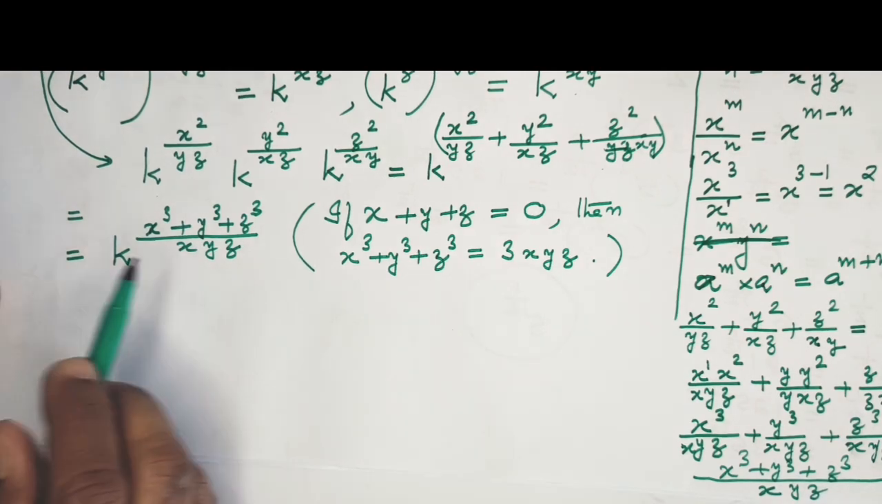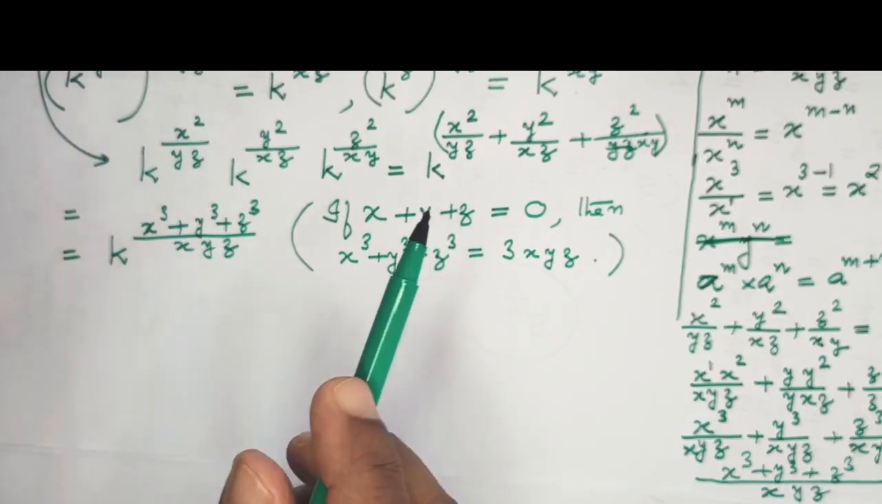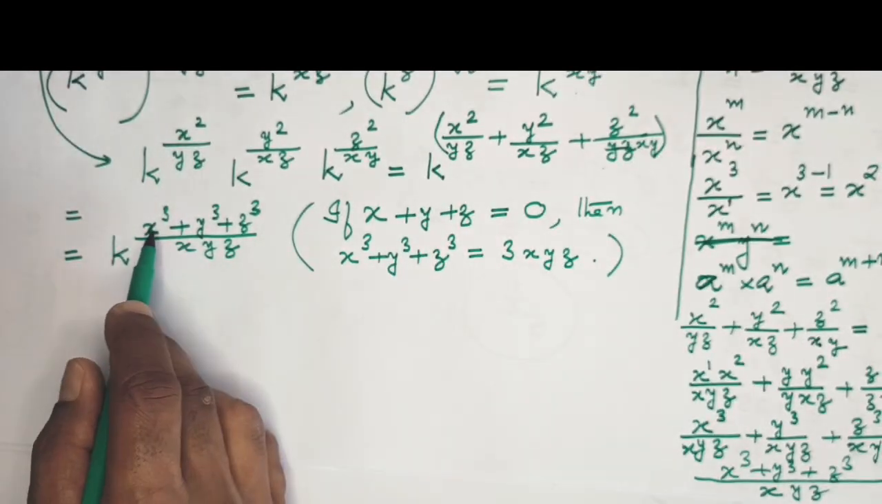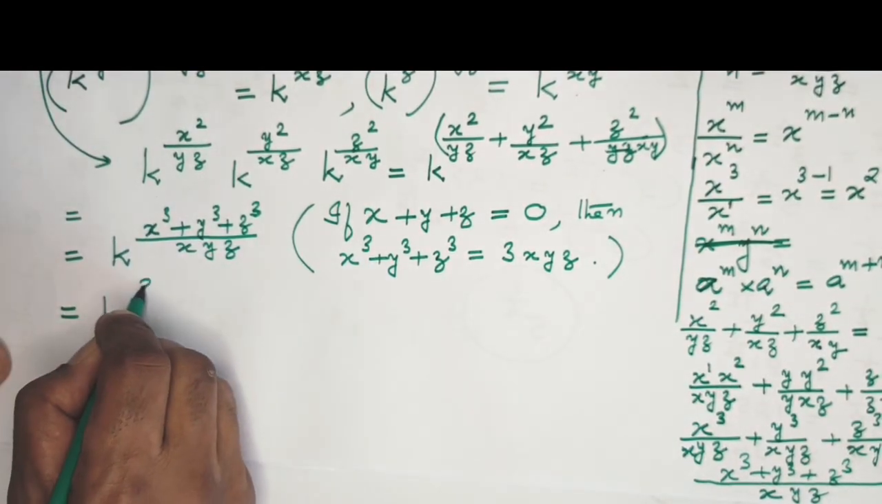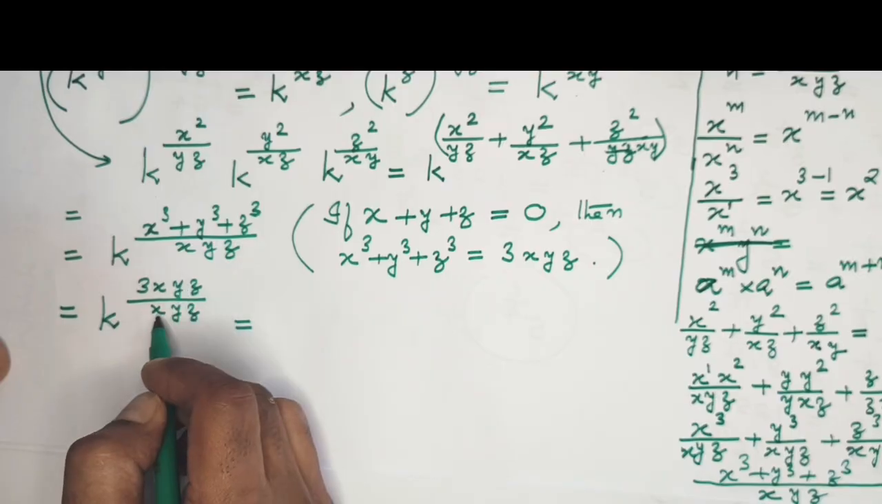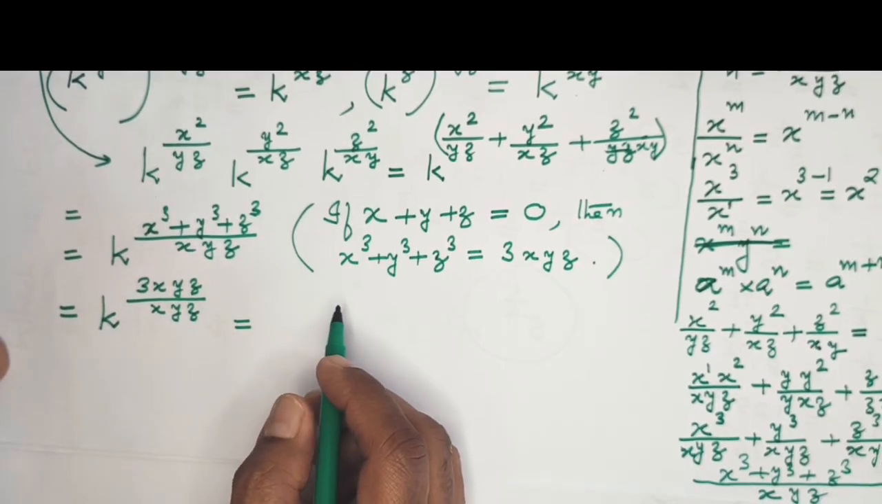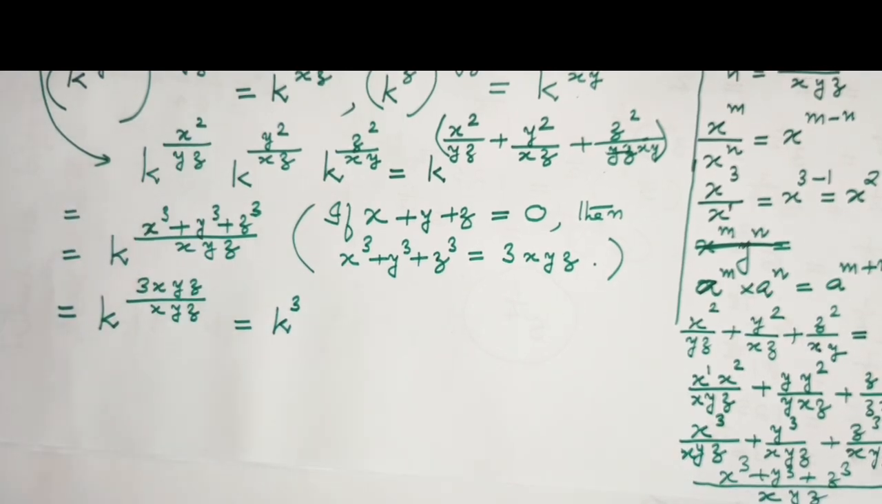If you refer back to the question, it says x plus y plus z equal to 0. It's given in the problem. So the numerator expression, this one, x cubed plus y cubed plus z cubed, will be 3xyz. Denominator xyz. Using this result, this xyz will cancel out with this denominator xyz, and you will have k to the power of 3. So this is the final answer to the simplification of the given algebraic expression.